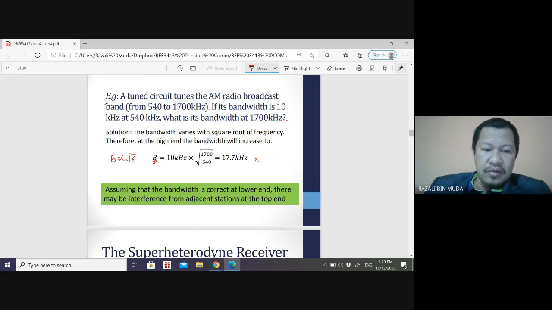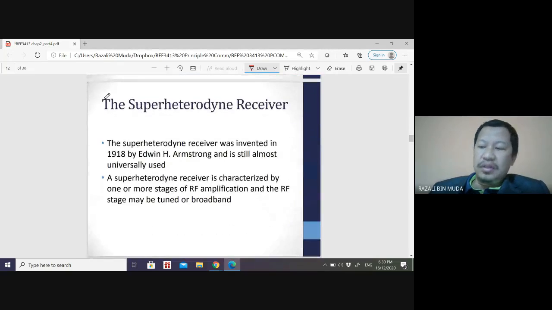F. So B equals, using this equation. So if you have 10 kilohertz at 540, then what is the value at 1700? So now using this equation, you can get a bandwidth of 17.7 kilohertz. Okay. Assuming that the bandwidth is correct at the lower end, there may be interference from an adjacent station at the top end. Okay.